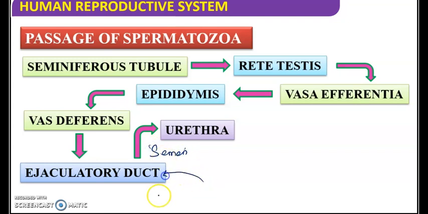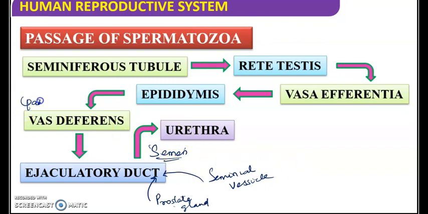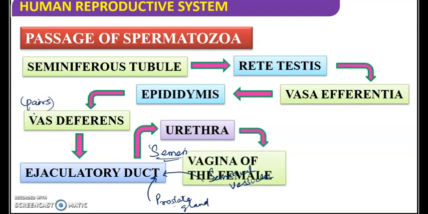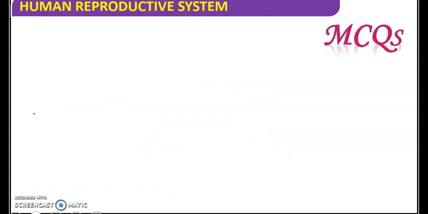And where is the fluid coming from? There are two sources. One is the prostate gland. Another fluid is coming from the seminal vesicle. Both of them produce the fluid with which the sperms mix to form the semen, and the semen will come out of the urethra. You always have a pair of vasa deferentia. Okay, and finally from the urethra they'll reach the vagina of the female.